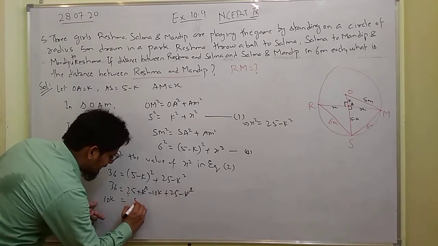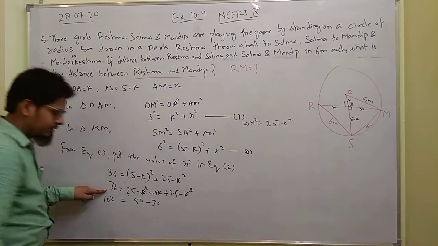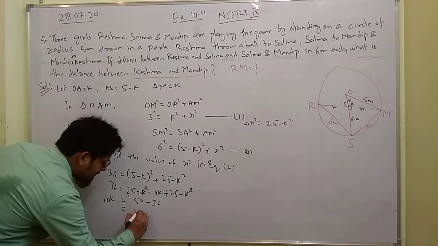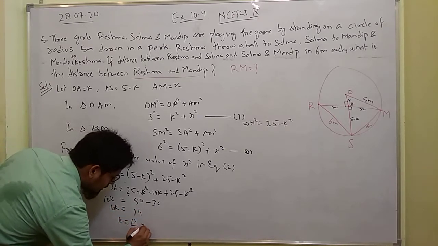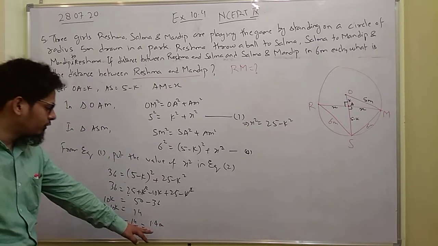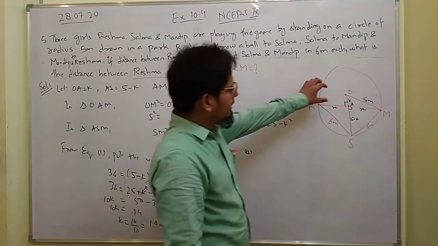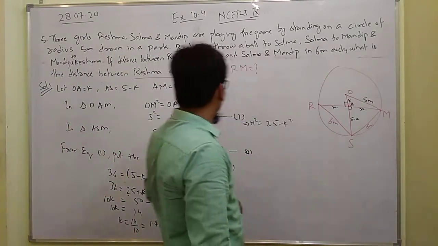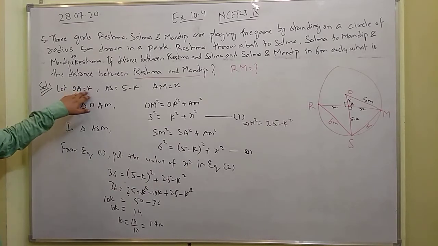25 plus 25 is 50, and 36, it is a plus sign, I transpose here and it is negative. So now this is 14, 10K. K is 14 upon 10. Divide, it is 1.4 meter. So now we have the value of K is 1.4 meter. What was K? We have supposed AO. AO is K. K is equal to 1.4 meter.